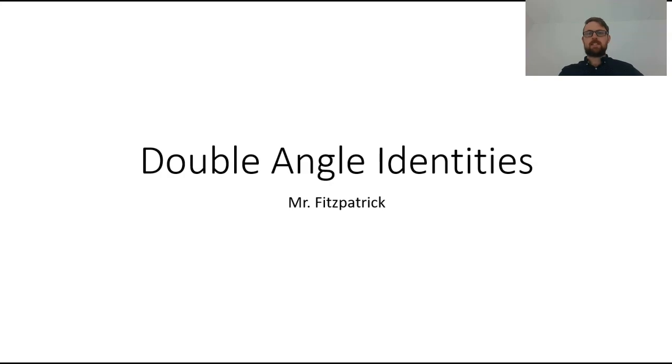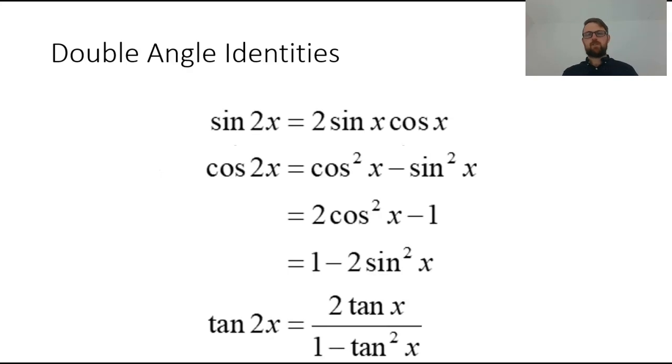Alright, so today we're going to have a look at the double angle identities, and these are some special equations that will help us simplify our trigonometric functions that we've been looking at. Alright, so these are them. We have one for sine 2x, one for cosine 2x, and for tan 2x. And actually we've got three for cosine 2x, and we're going to see how these are used.